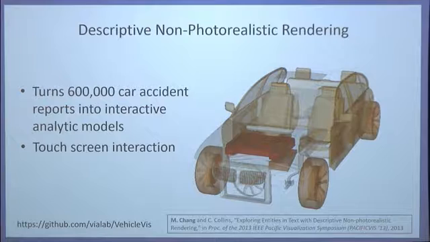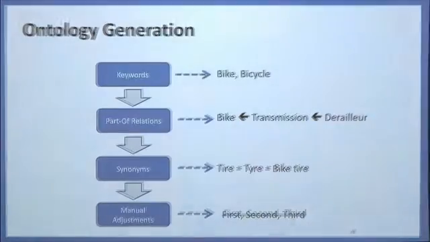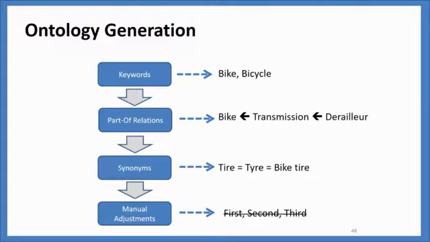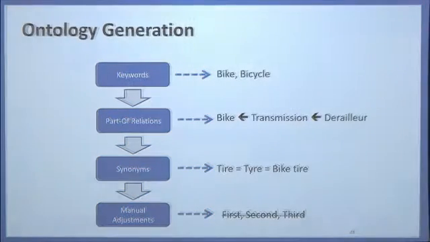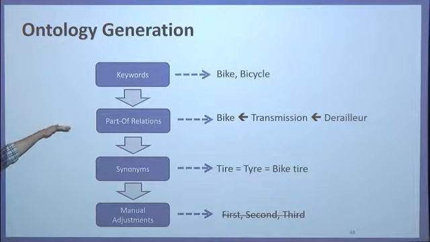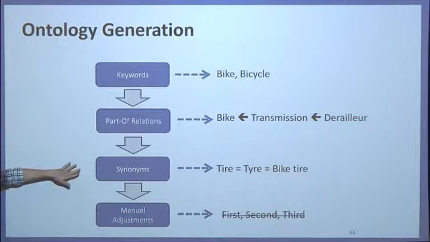If you imagine the word cloud or the Wordle diagram, where you just have the words splatted on the screen, we're taking the meaning of those words and mapping them back onto the rendering of the car. We generated an ontology of car-related terms using bootstrapping from Wikipedia and other resources to get things like part-of relations, and then realizing synonyms and spelling differences. We also had to remove some things. For example, first, second, third are gears, but in a car accident report people say first this happened, next this happened, third this happened. So those are not necessarily parts of the car in those cases.